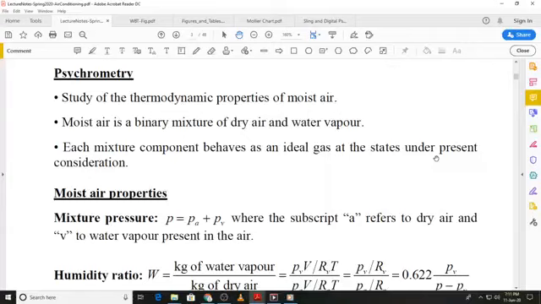And the justification for that is that the air, that is the dry air, behaves like a perfect gas because its temperature is high relative to its saturation temperature. And for water vapor, we can assume it to behave like an ideal gas because its pressure is low relative to its saturation pressure. And once we assume that ideal gas behavior is applicable to these constituents, we can apply the relevant mathematical equations that are already known to us to find out or estimate various properties of the moist air.